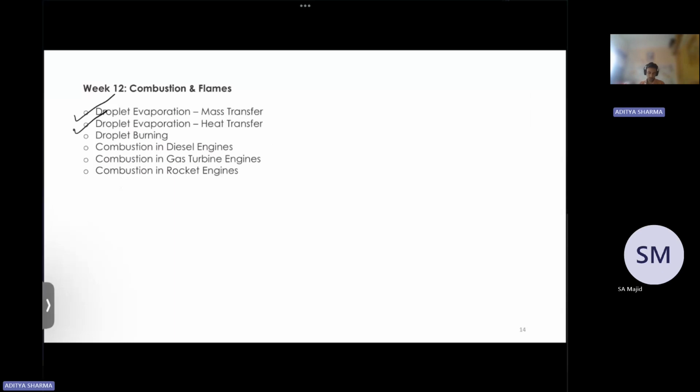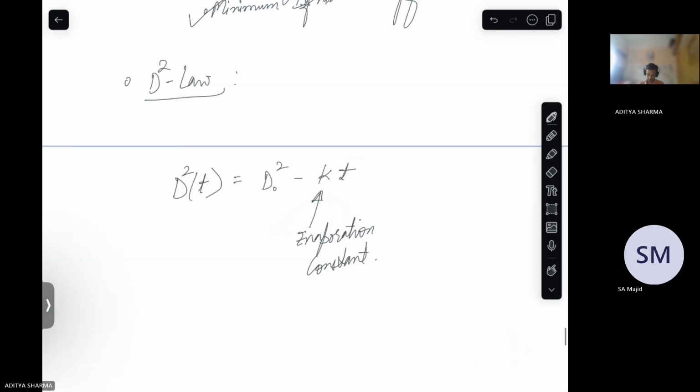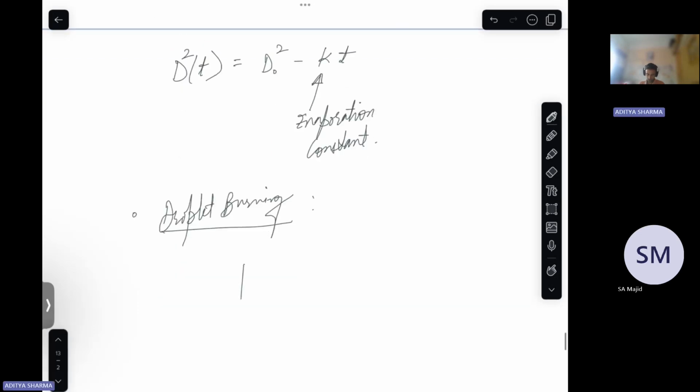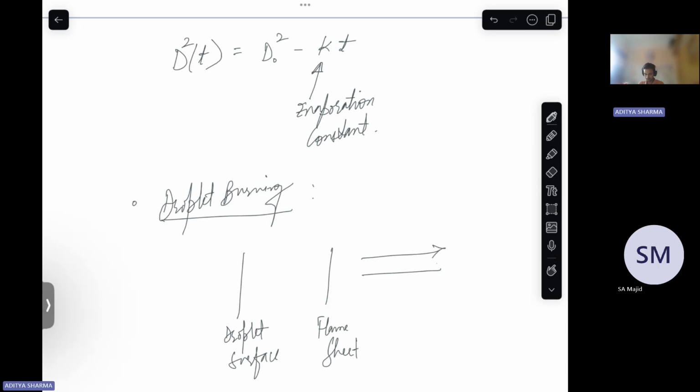Then next topic here is your droplet burning. So here we saw that we have two regions. One is the inner region and one is the outer region. So it is this way. Here you have your droplet surface. Let's say this is your droplet surface. This is your flame sheet, and here is your far field. So this is your outer region. This is your inner region.